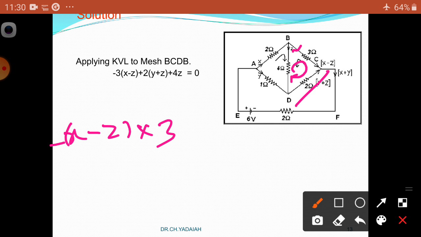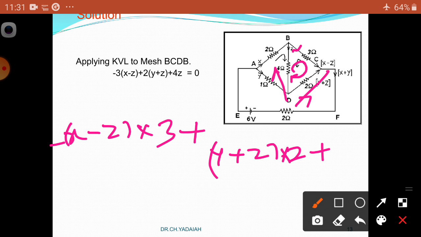Now in this direction, what is the current here? The current is in the opposite direction, so plus. What is the current? The current is y plus z. What is the resistance? 2 ohms, into 2 ohms. Now D to B, the current direction is reversed, so you simply take the positive value. What is the current? Z. What is the resistance? 4 ohms, equal to 0. So this is the equation.